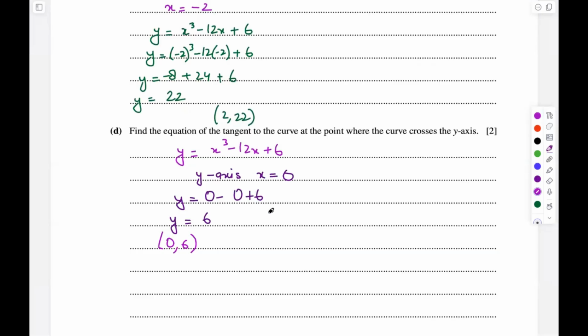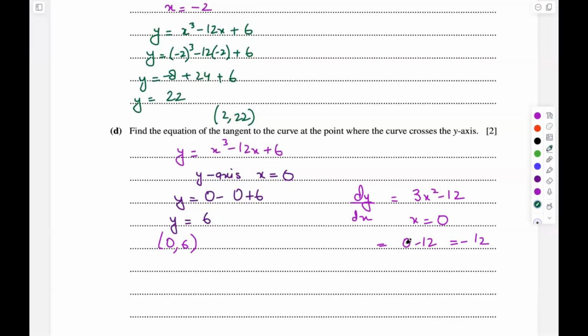And to find the gradient, we know that the expression for dy/dx was 3x squared minus 12. Substituting x equals 0, this will become 0 minus 12. The gradient will be equal to -12.